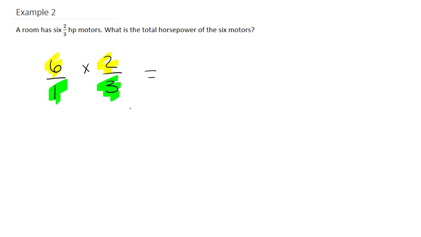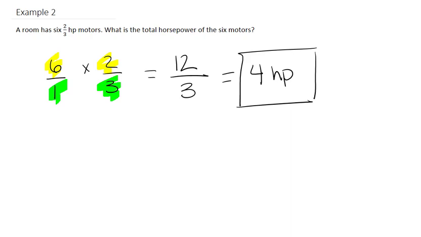So 6 times 2 is equal to 12. 1 times 3 is equal to 3. Now, we notice that we could have probably reduced before we even started to multiply, because now we can go 12 divided by 3 is equal to 4. So we would say 4 horsepower is our solution.